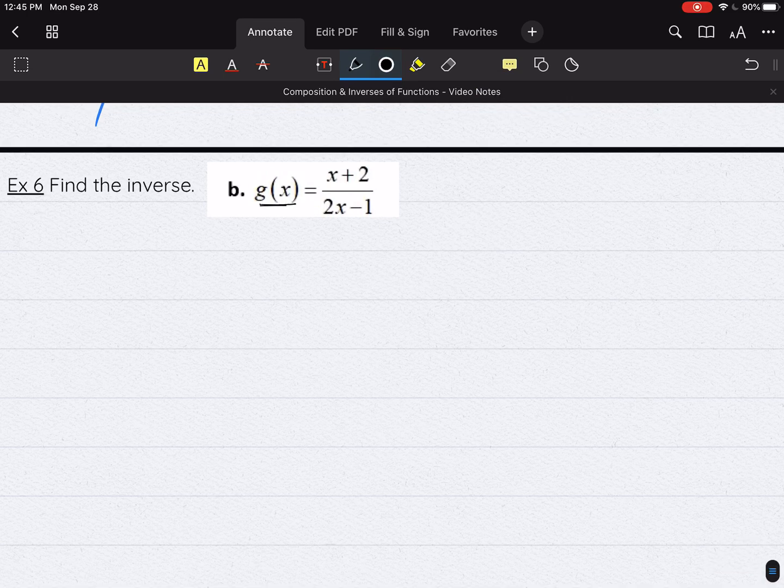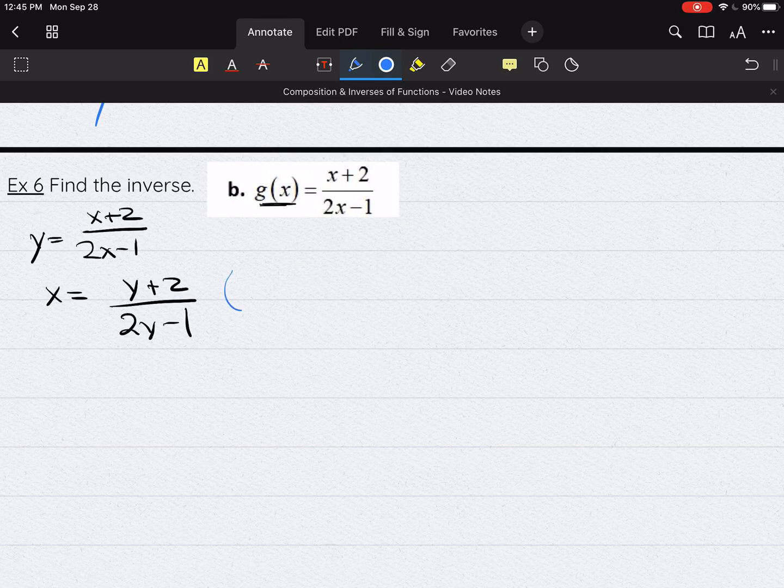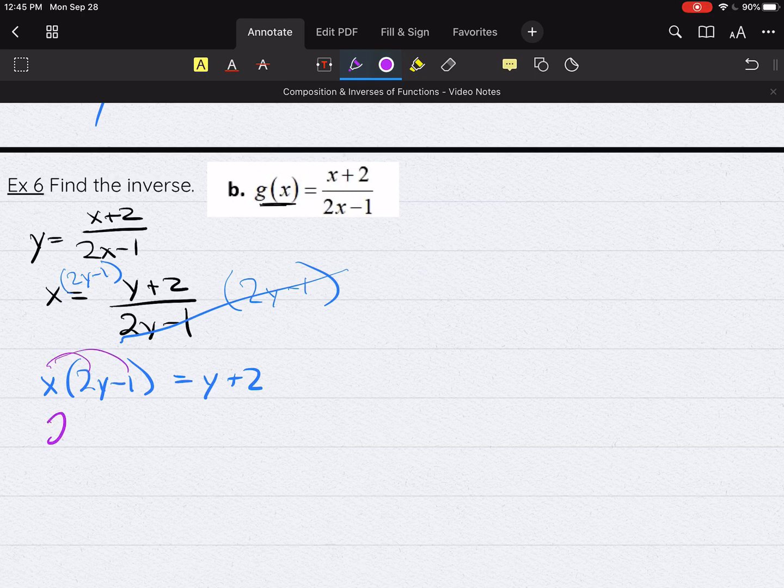So again, it's g of x, so I want to make it y equals. Switch your x's and y's. So I'm going to have x equals y plus 2 over 2y minus 1. Now, I need to break up that fraction. So I'm going to multiply the denominator to both sides. So those cancel, and I have x times 2y minus 1 equals y plus 2. So I want to distribute the x. So I get 2xy minus x equals y plus 2.